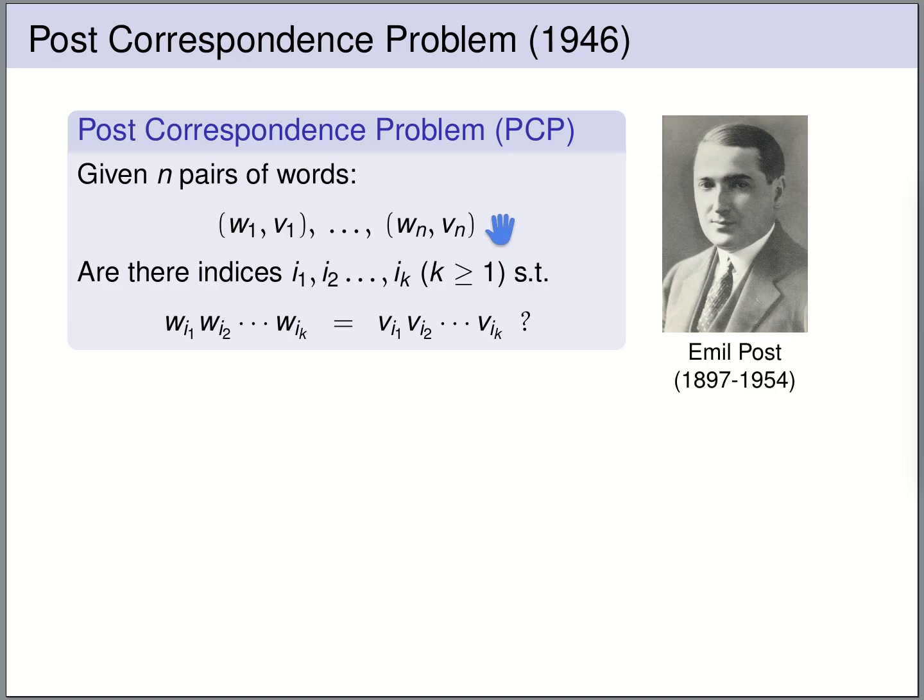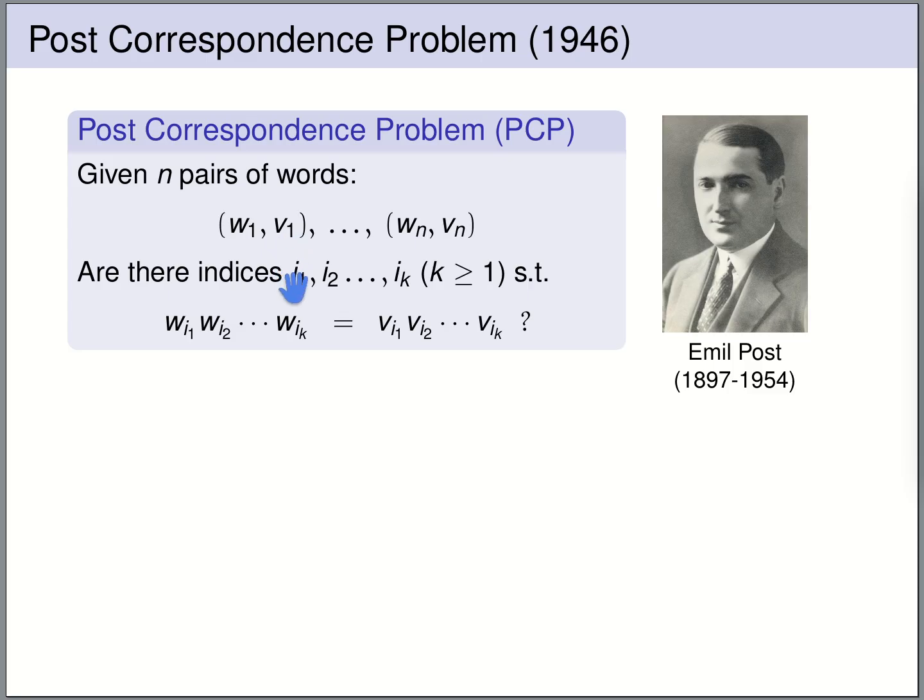The Post-Correspondence Problem is a very nice puzzle where we are given n pairs of words. So we have pairs of words w1 v1, w2 v2 up to wn vn. And the question is, can we pick a sequence of these pairs, and we can pick each pair as often as we want. We can use the first pair 10 times if we want. Can we pick a sequence of these pairs such that if we concatenate the left entry in each pair, we get the same word as when concatenating the right entry of each pair?